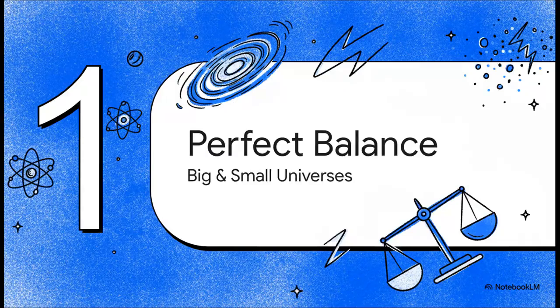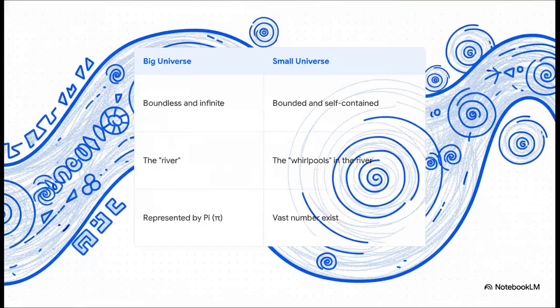Okay, so we've got our foundational rule, perfect balance. Now let's zoom way out and get a sense of the sheer scale of this thing. We're going to start at the very top with what the text calls the big and the small universes. I want you to picture a huge, infinite river. That river is the big universe. The text even compares it to the number pi, endless, infinite, never repeating. Now inside that river, imagine countless little whirlpools forming. Each one of those whirlpools is a small universe, completely self-contained. And according to this model, we live inside one of those whirlpools.